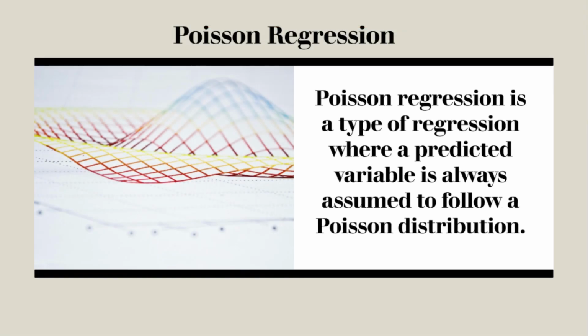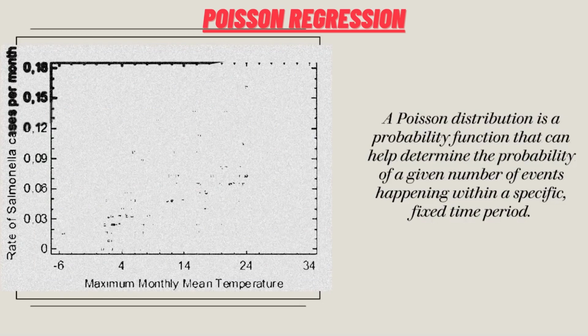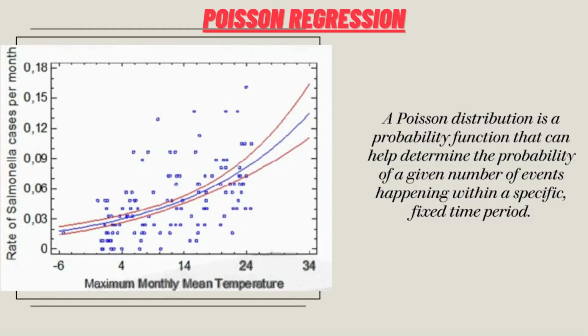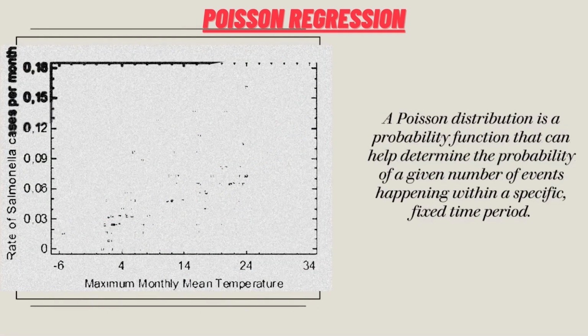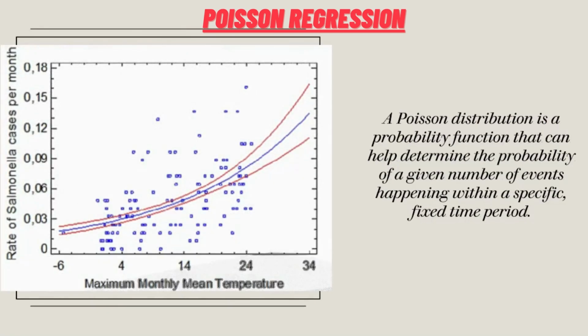Poisson regression is a type of regression where a predicted variable is always assumed to follow a Poisson distribution. A Poisson distribution is a probability function that can help determine the probability of a given number of events happening within a specific, fixed time period.